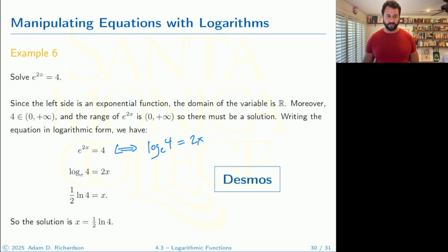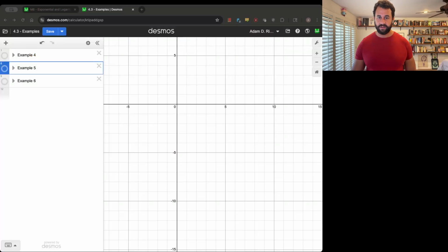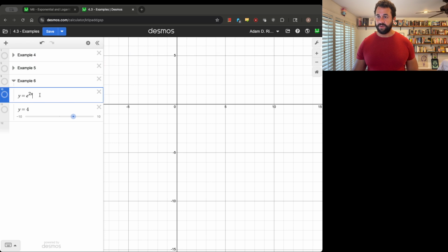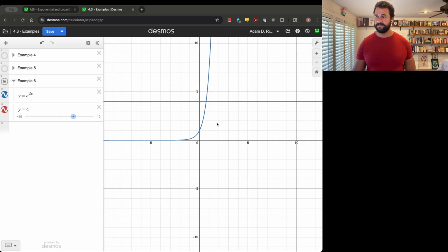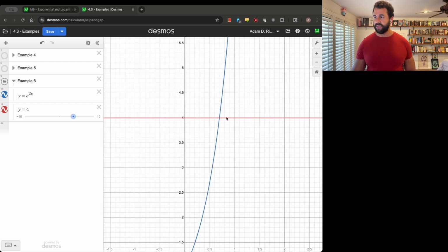Let's look at Desmos one more time just to see what this looks like and get a geometric interpretation, right? All right. So I've got my function here, y equals e to the 2x. This function here, y equals 4. Here they are. In blue, I've got the exponential, and then in red, I've got that horizontal line, y equals 4. Where do they intersect? Right here, 0.69315. And I'll bet you that that's about equal to 1/2 natural log 4.